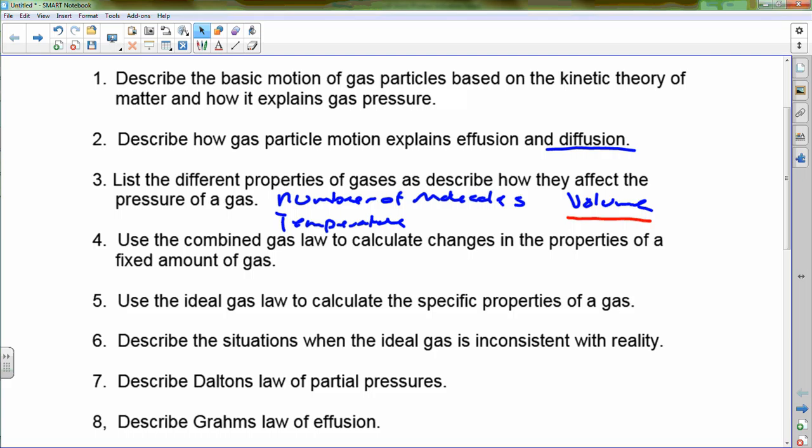Okay, so you should just be able to talk about how each of these would affect the pressure of a gas. If I add some molecules, or if I take some molecules away, you should be able to explain what's going to happen. But that all goes into number four, using the combined gas law.